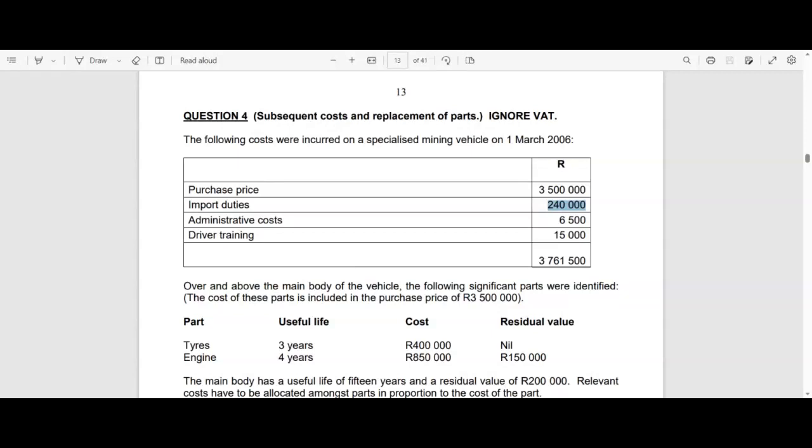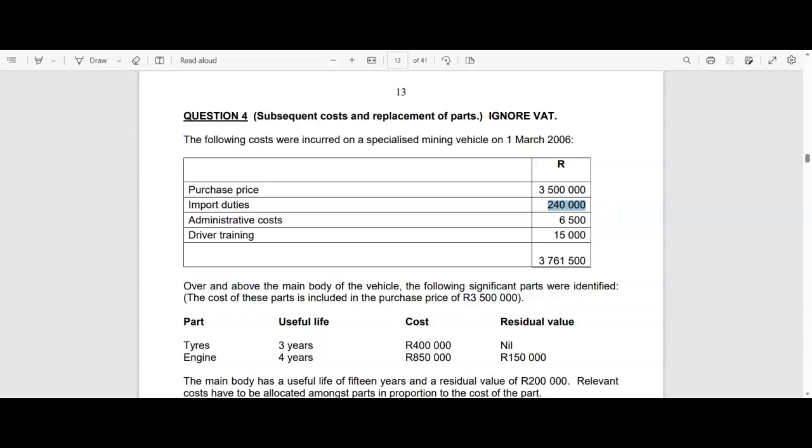Now, this may sound strange, ladies and gentlemen, but we must remember we must ask those two subsequent questions as well. Does paying the import duties change the condition of that specialized mining vehicle? Yes or no? Does it change the condition of the specialized mining vehicle? Or does it have any significant role in the condition? And the answer there is no, it doesn't change anything. It has no effect on the condition of that specialized mining vehicle. But now we have to ask the subsequent question.